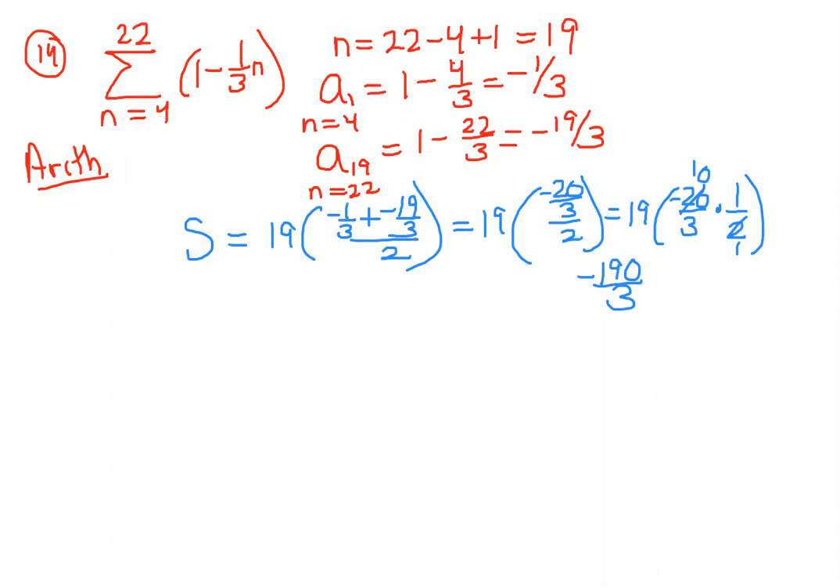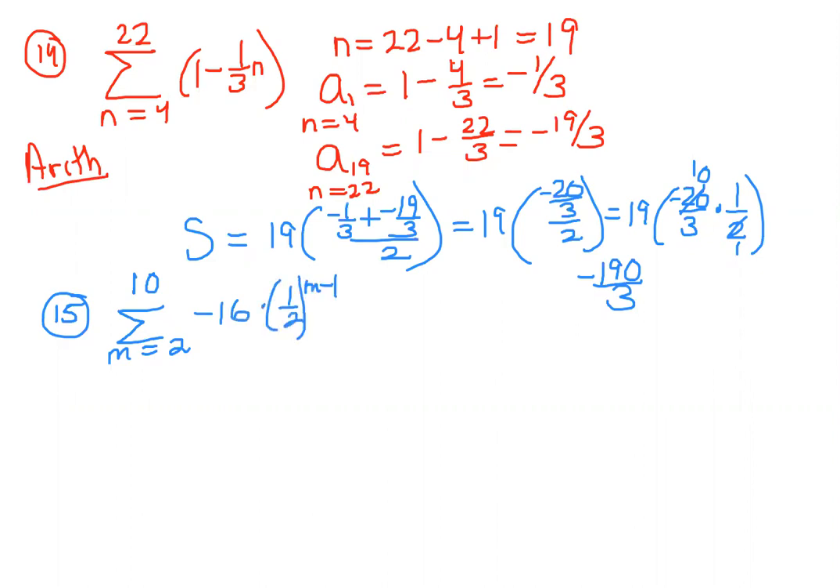I think that's right. I think that's the correct answer. All right, number 15. We got the sum of m goes from 2 to 10 of negative 16 times 1/2 to the m minus 1.